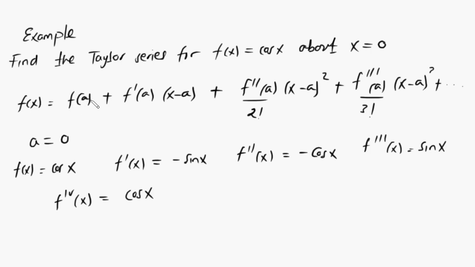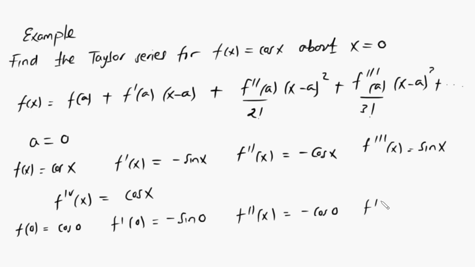So now here we put f of a, okay? So it's f of 0, because a is 0, so f of 0 is cos 0. F dash 0 will be negative sin 0. The second derivative will be negative cos 0. The third derivative of 0 will be sin of 0. And the fourth derivative of 0 will be cos of 0. Okay, so my a is 0.